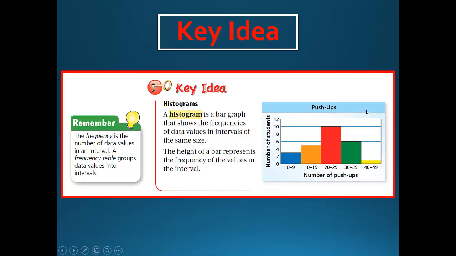This is an example of a histogram. It's a bar graph, but you'll notice along the bottom that we have intervals. This bar represents 0 to 9. This bar would represent 10 to 19, 20 to 29, 30 to 39, and 40 to 49. This bar graph also has the bars touching each other. There's not any space in between the bars.